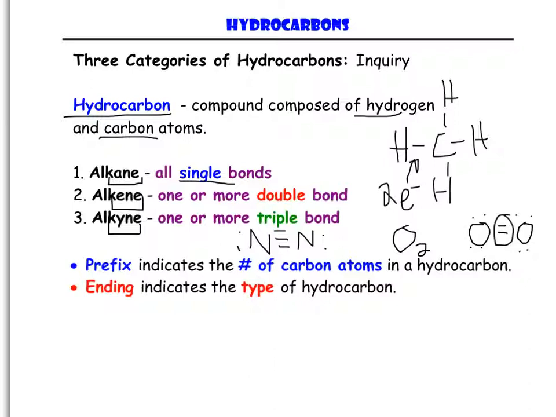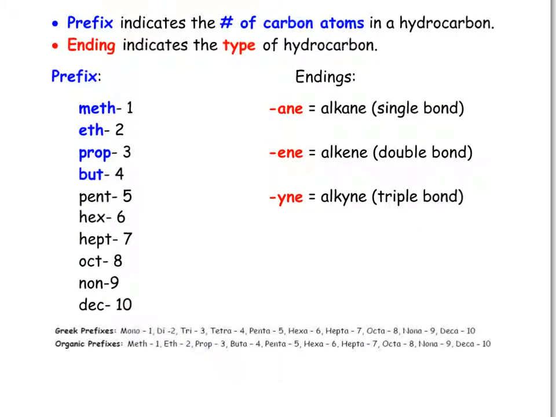As we get further into naming these, or drawing the structures of hydrocarbons, you'll see that they have a prefix, which indicates the number of carbon atoms in a hydrocarbon, and then the ending, which is this ane, ene, and ine, indicates the type of hydrocarbon. And this slide goes over the prefixes.